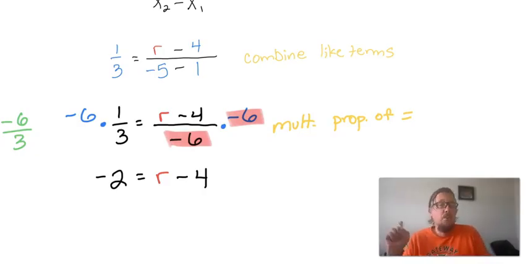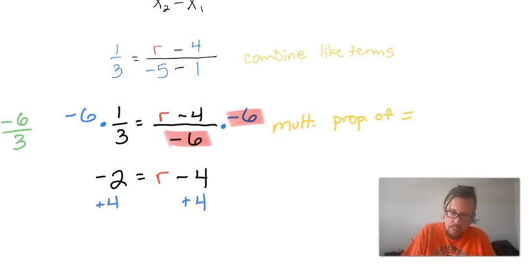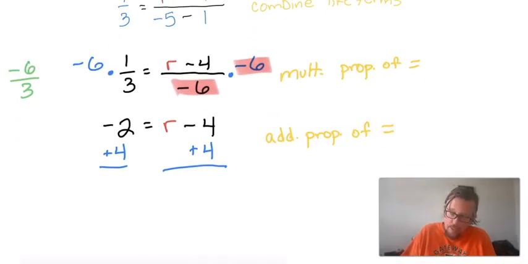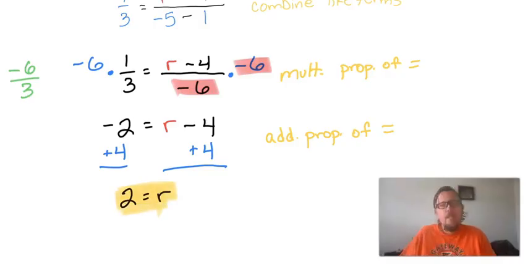Okay, now there's only one thing left for us to get rid of, and that's the -4. So let's do that next. We're going to add 4 to both sides. That, of course, is the addition property of equality, because we're adding to both sides. -2 plus 4 is 2. And that's r. So our value of r is 2. That's the value of that y coordinate that will give us a slope of 1/3.